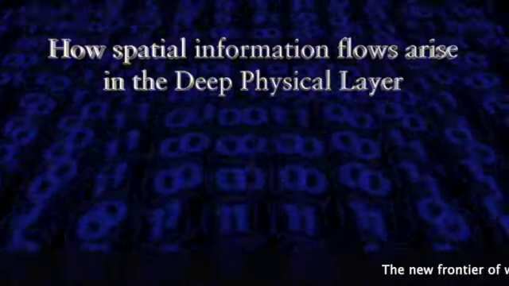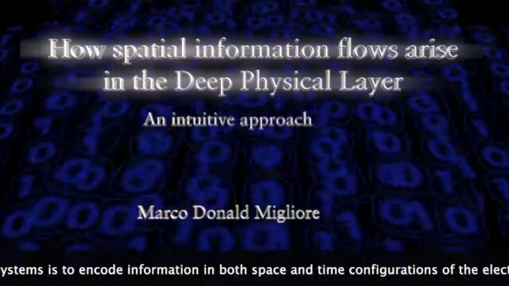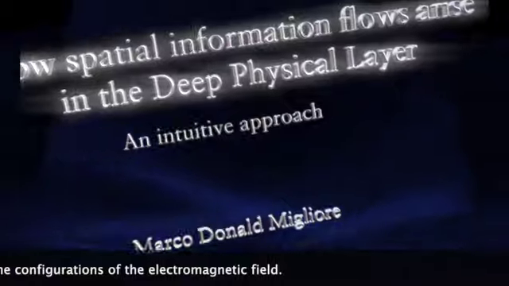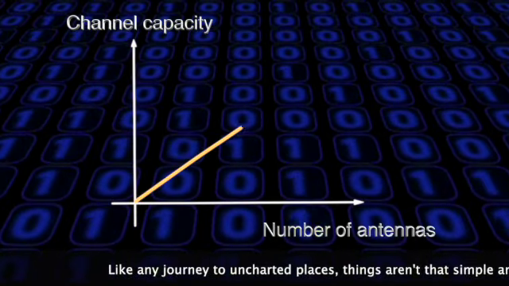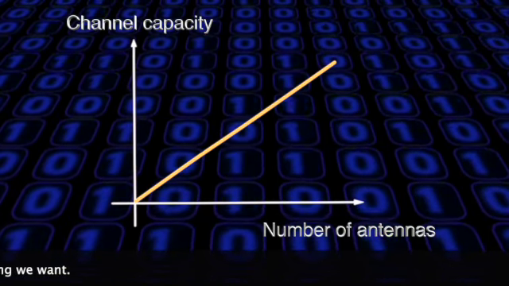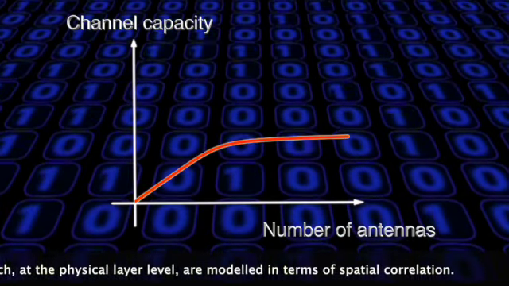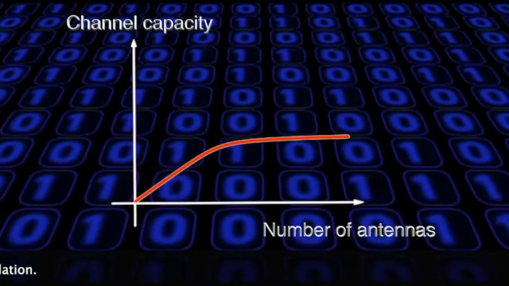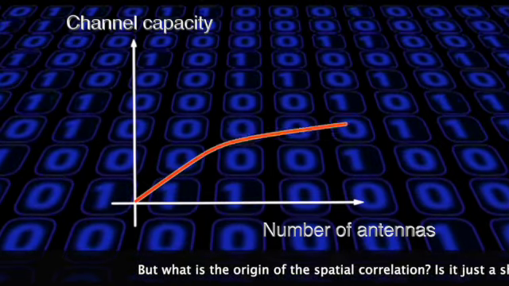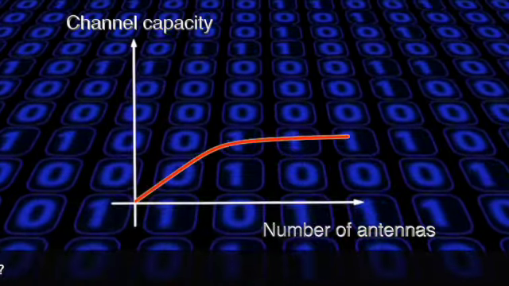The new frontier of wireless communication systems is to encode information in both space and time configurations of the electromagnetic field. Like any journey to uncharted places, things aren't that simple, and it soon turned out that we can't do everything we want. There are some limitations which, at the physical layer level, are modeled in terms of spatial correlation. But what is the origin of the spatial correlation? Is it just a shadow of some fundamental feature of our universe?